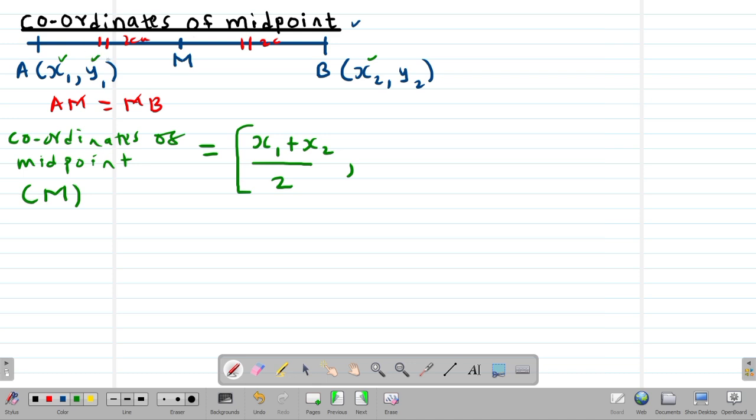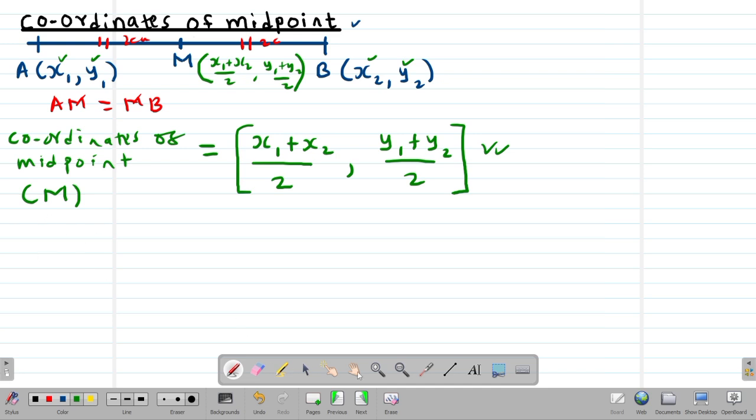You also take y1, then you add y2, over 2. So this is y1 plus y2 over 2. This gives us the coordinates of the midpoint. So M will have the coordinates ((x1 + x2)/2, (y1 + y2)/2). Whenever you are required to find the coordinates of the midpoint, this is the formula that you are supposed to apply.